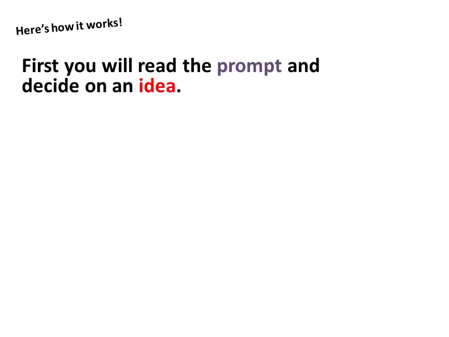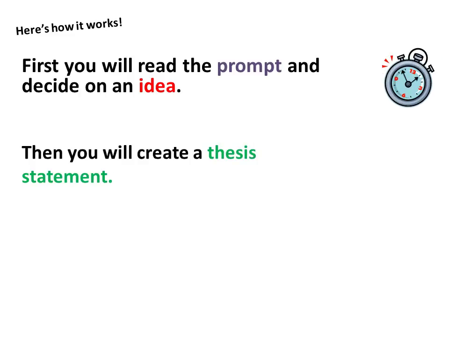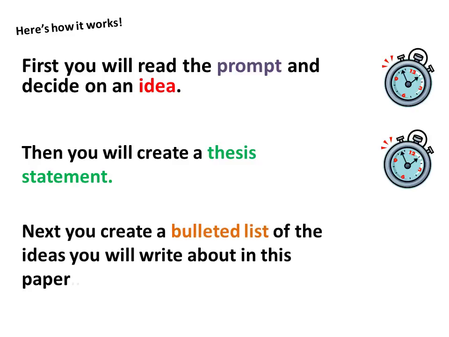Here's how it works. First, you will read the prompt and decide on an idea. Only give yourself 2 minutes for this step. Then, in the next 3 minutes, you'll create a thesis statement that responds to that prompt using this idea that you came up with. And then finally, for the next 5 minutes, you create a bulleted list of the ideas that you will write about in your paper. Of course, that bulleted list of ideas has to support your thesis statement. In all, you've spent 10 minutes.